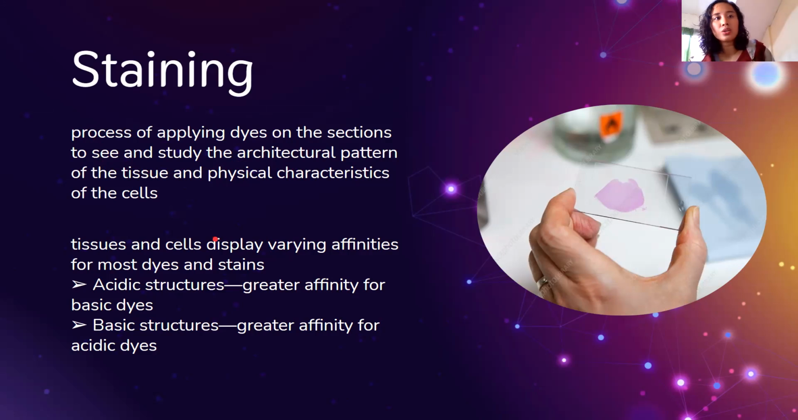For example, guys, your tissue and cells have different affinities. Some are acidic structures. Acidic structures, for example nucleic acids, your DNA, your RNA, have greater affinity to basic dyes. That's why they turn blue, dark blue or blue-black. And your basic structures, just like your cytoplasm, your mitochondria, your Golgi body, have greater affinity for acidic dyes, for red dyes. That's why the cytoplasm is a bit purple.